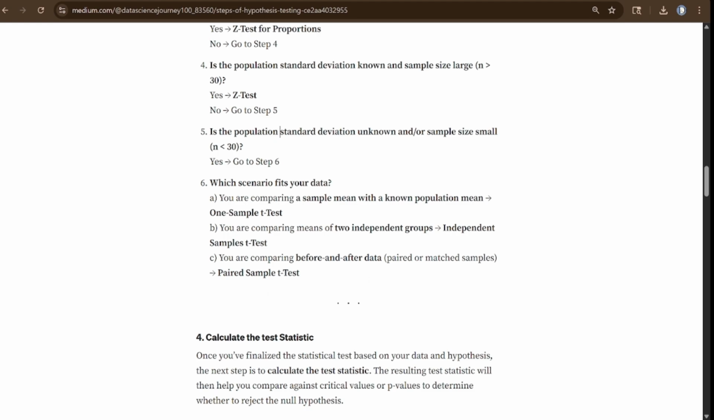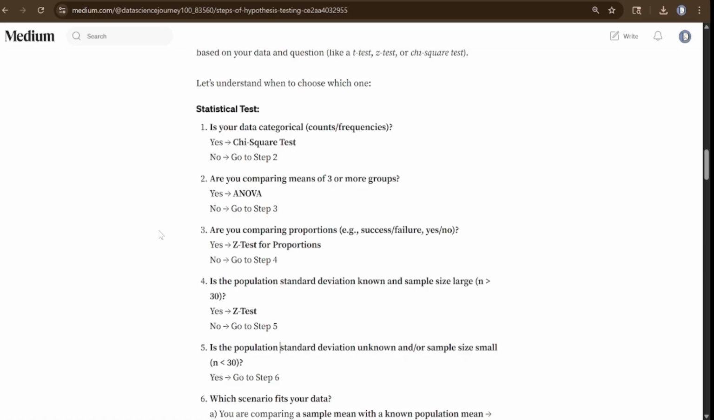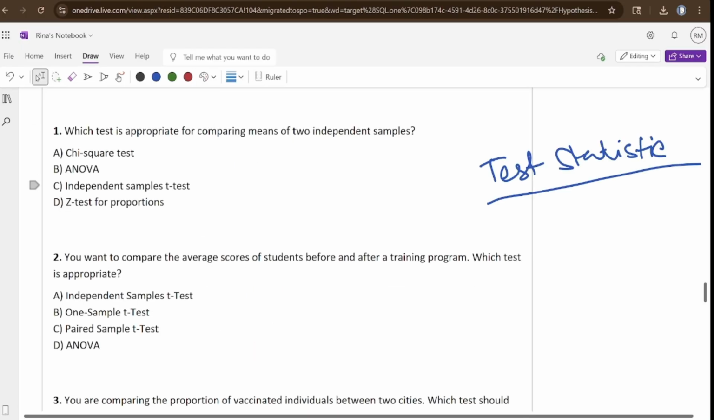Clear? But if you are comparing before and after data, like same sample but before and after, let's say a group of students and you have provided them a training. So you want to compare their performance before training and after training. In that scenario you have to use paired sample t-test. Okay, so these are the type of test you can perform while doing hypothesis testing. Now we are not going to discuss the test in details, but which one to choose when, that we have understood. Okay, now let's do the MCQs.